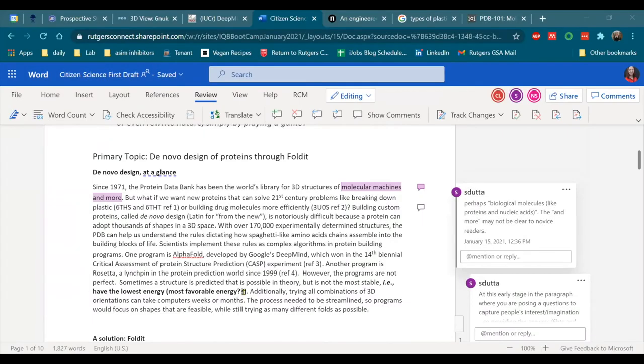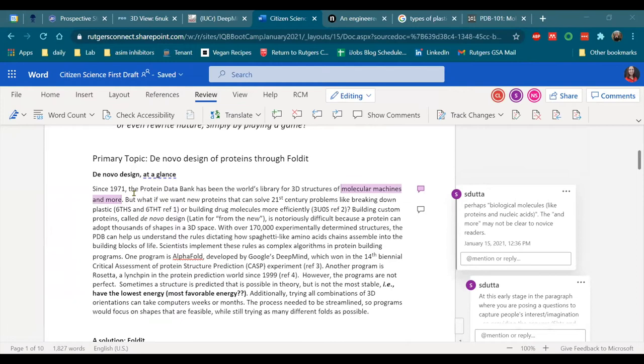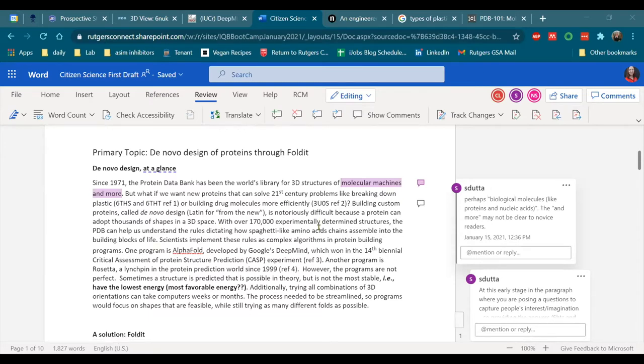Okay, so the first part, the primary topic, is de novo design of proteins through FoldIt. De novo design, so the little title is de novo design at a glance. Since 1971, the Protein Data Bank has been the world's library for 3D structures of biological molecules, proteins and nucleic acids.